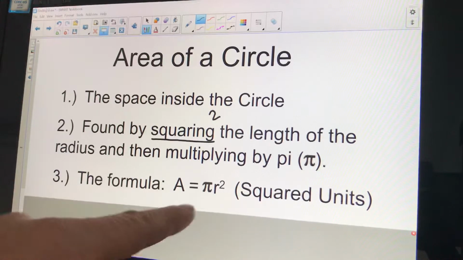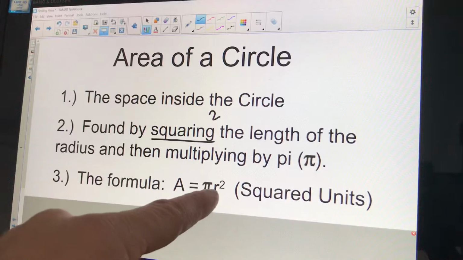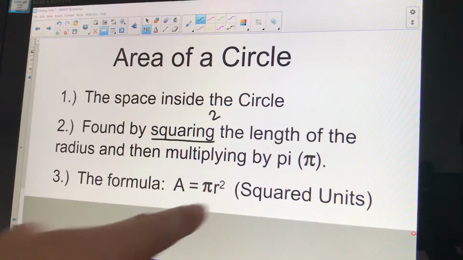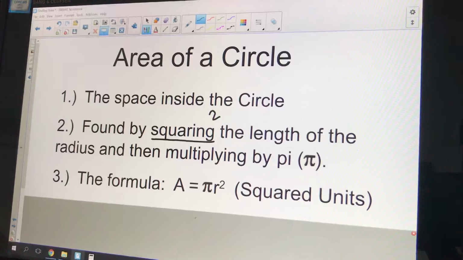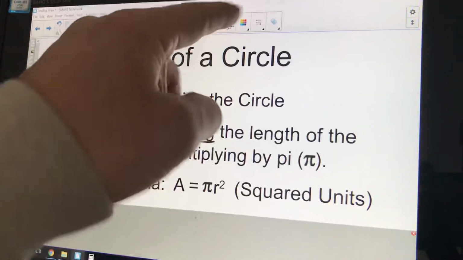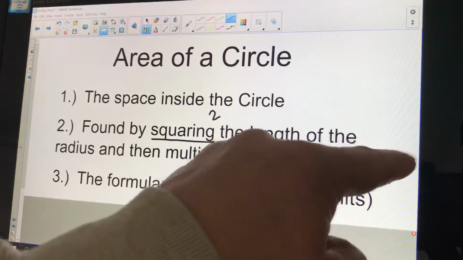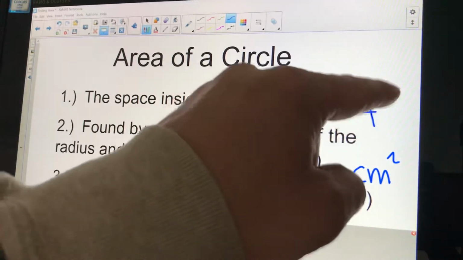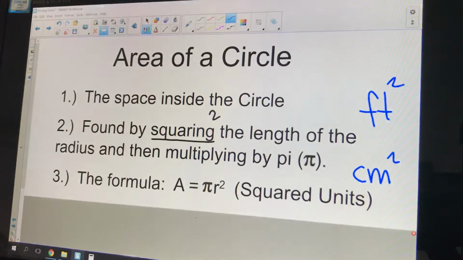The formula looks like this. A, area, equals pi, and there's the radius squared. Now, guys, the radius squared is not the same thing as using the diameter. That's the radius times 2. This is radius squared. And make sure you have your answer in squared units, like centimeters squared, feet squared. When we have it squared, that means we're finding area. If we leave it as just meters or centimeters or feet, that would be how we leave an answer for circumference.